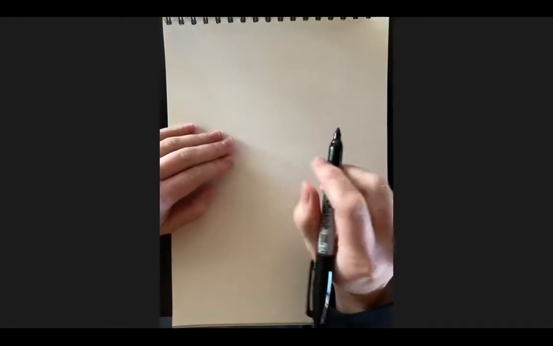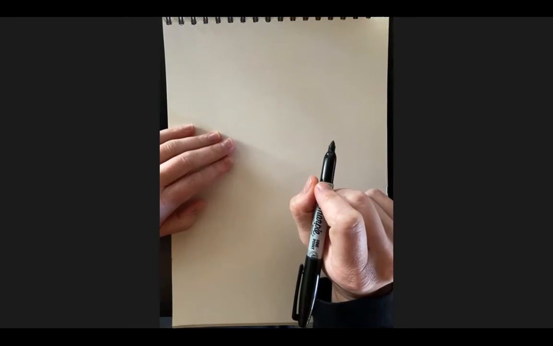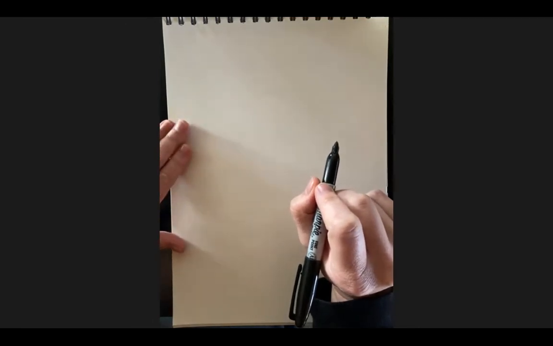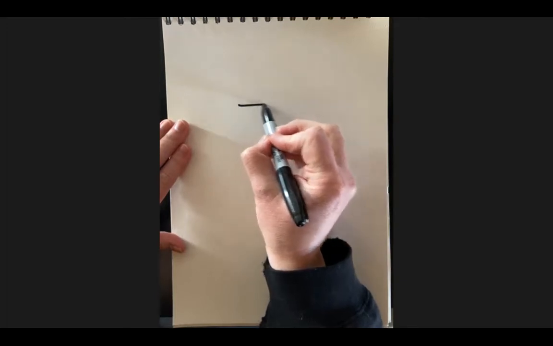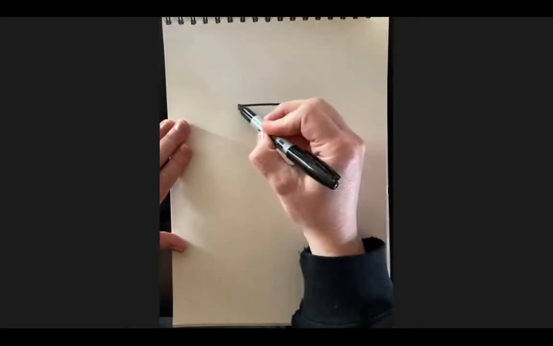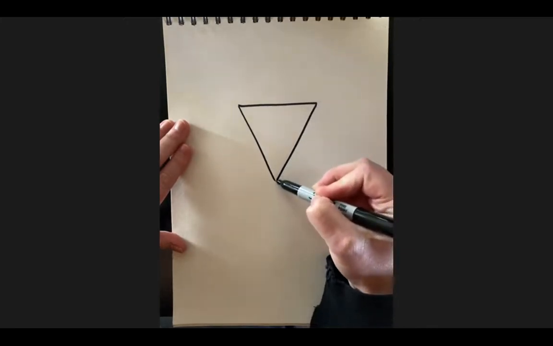Now, does anybody remember what shape that head was? If you said triangle, you are correct. So here we go. In the middle of my paper, I'm going to draw a nice big triangle like this.